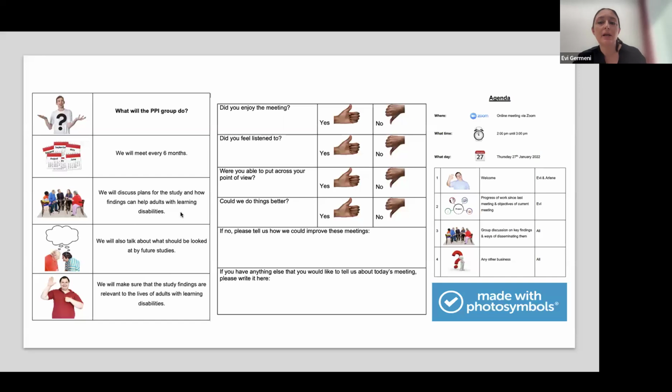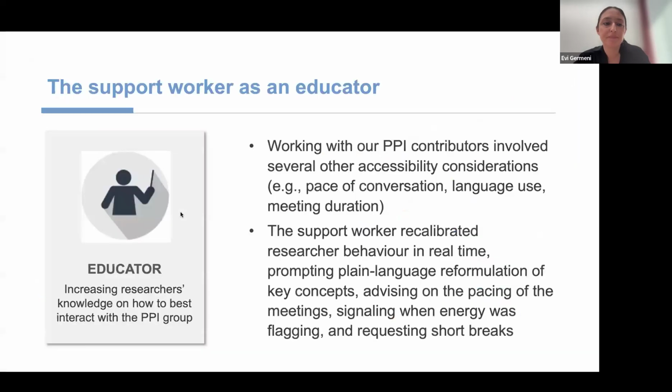Here you can see some examples of the materials that we used in our PPI meetings. A pre-read, the post-meeting feedback form, and an agenda. However, working with our PPI contributors involved several other accessibility considerations, as you can understand, including pace of conversation, language use, the duration of the meetings, that were not embedded in our standard meeting practice.